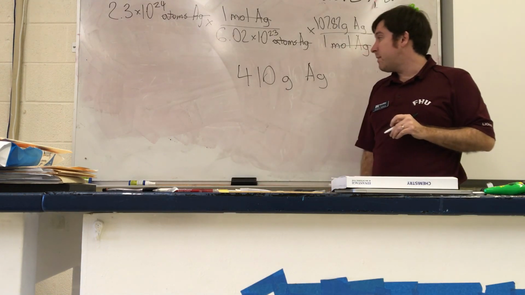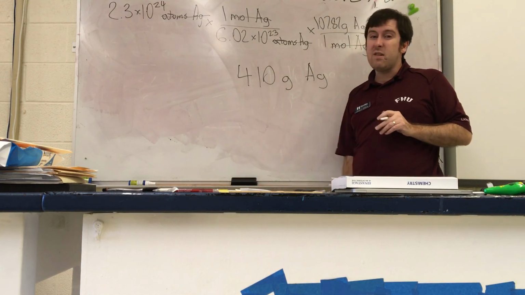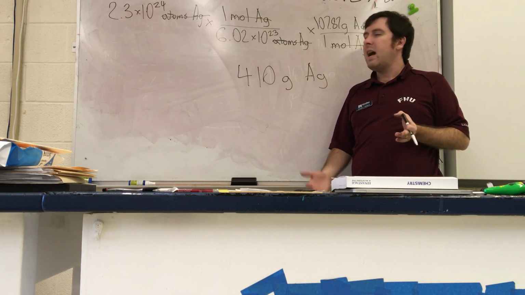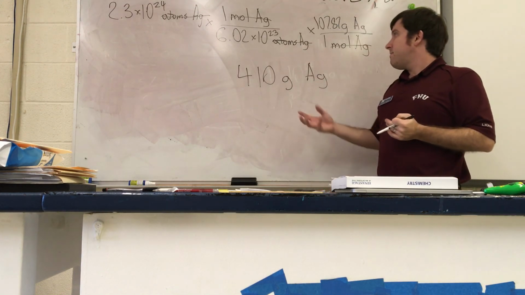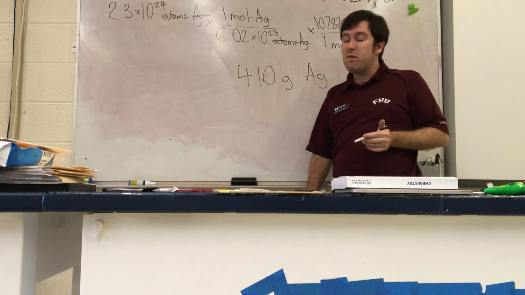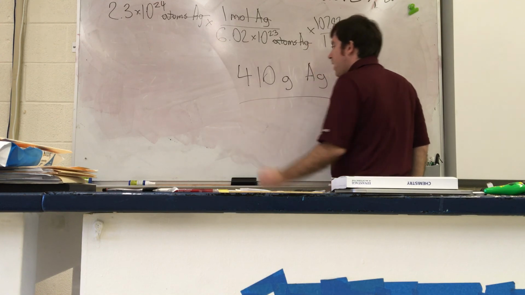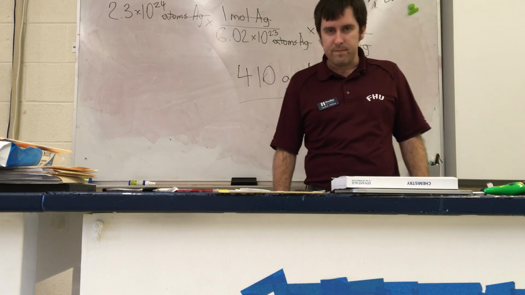That seems like a good place to go. It may come out in scientific notation for you. You could say it's like 41 point something times 10 to the first. That's the same number, guys. You can write it differently, but that's essentially this. This is number 3, right here, 410 grams of silver.